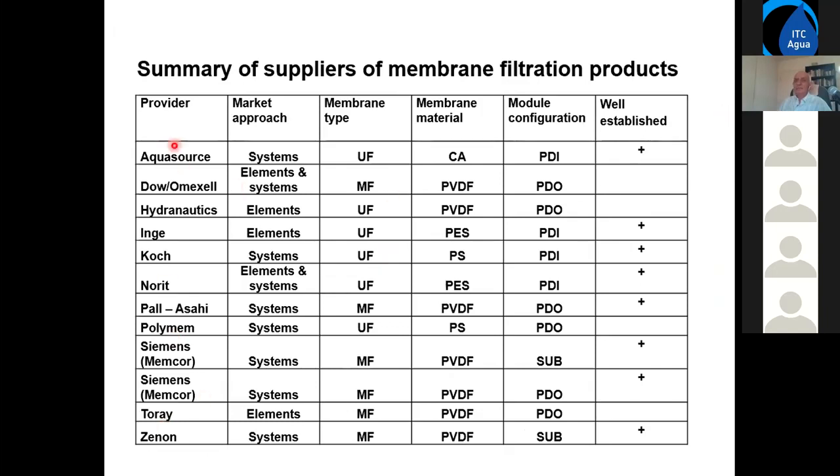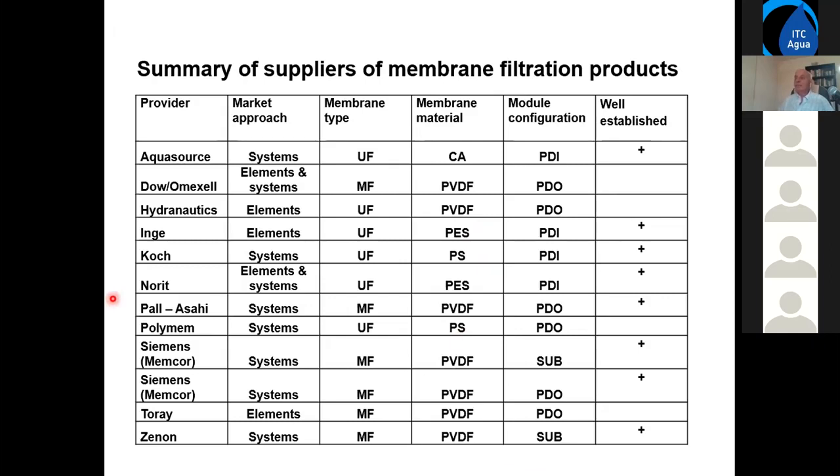So you have to forgive me, I have not updated for the current owners. But you can see that the membrane type could be either MF or UF, and the membrane material could be mainly cellulose acetate, PVDF, polyethersulfone, polysulfone, PVDF, PVDF. So PVDF looks like the leading membrane, the most common polymer for membrane filtration.